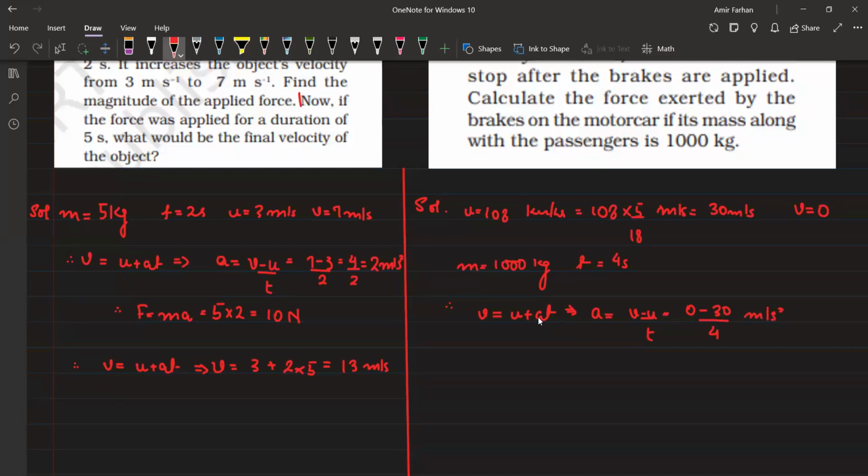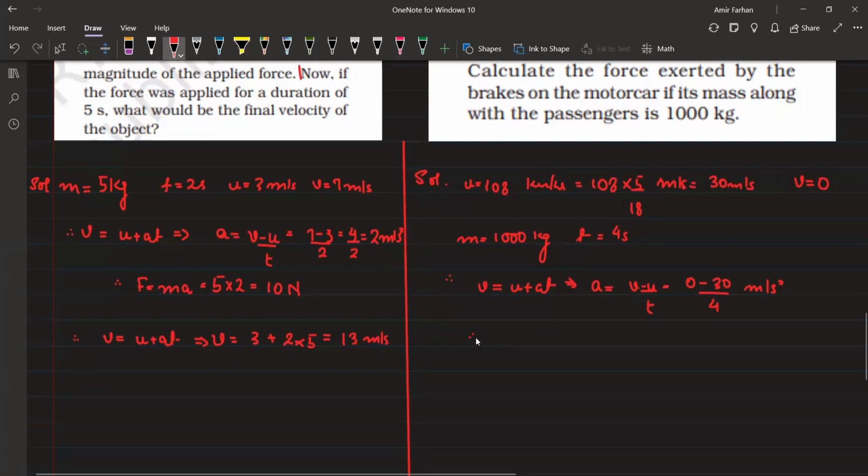And we have to calculate the force. So force is equal to m into a. Mass is 1000 kg into minus 30 by 4. So this 4 will cancel, leaving 250 times 30. So this would be equal to minus 7,500 Newton.